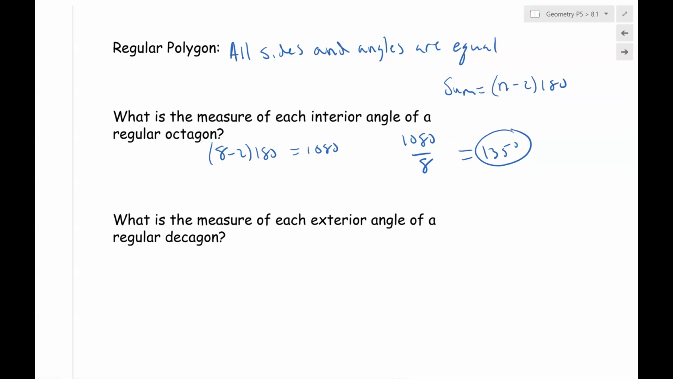All right, so next one, we're going to find what is the measure of each, now you've got to read carefully, exterior angle of a regular decagon. Now, this is a little simpler, because we already know what all of the exterior angles add up to. Well, they add up to 360 degrees, so we don't have to figure anything out. I'm going to divide that by how many angles there are. Well, it's a decagon, so there's 10. So that's 36 degrees. Okay?